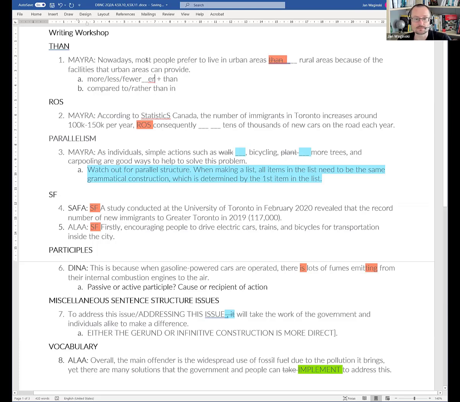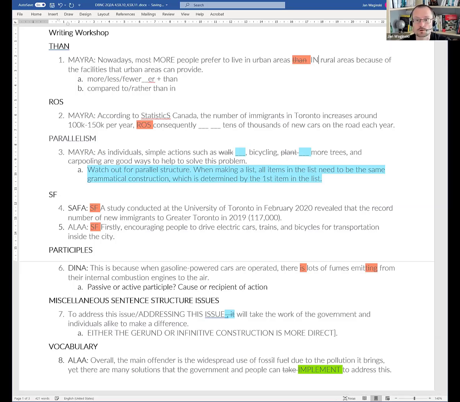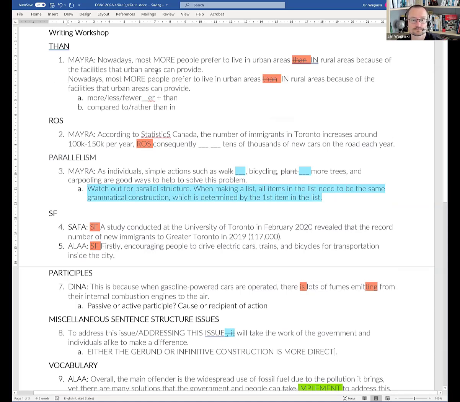So if you change this to more, it would be okay. More people prefer to live in urban areas than in rural areas. Then it's fine. But if you need to keep most, most people live in urban areas rather than in rural areas. That's the way to do it. Okay, so it's going to be most.